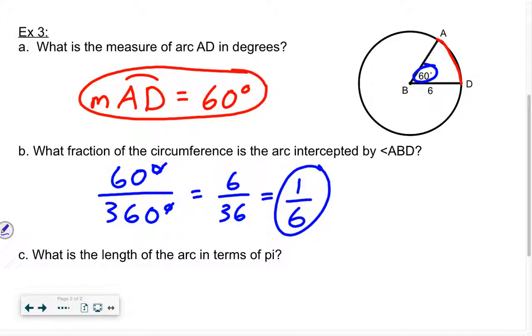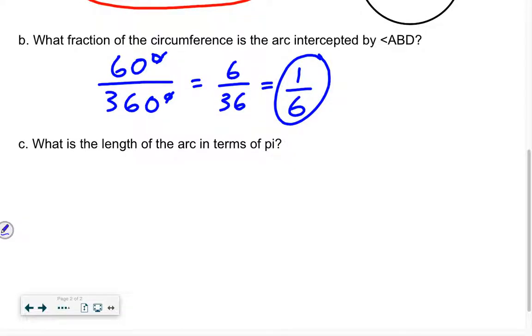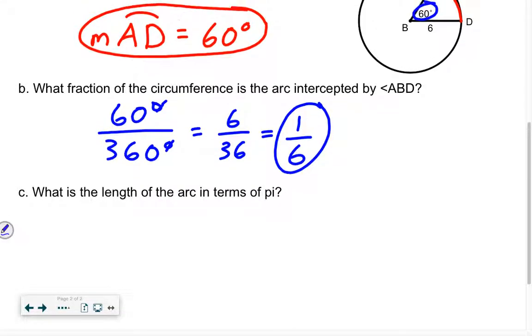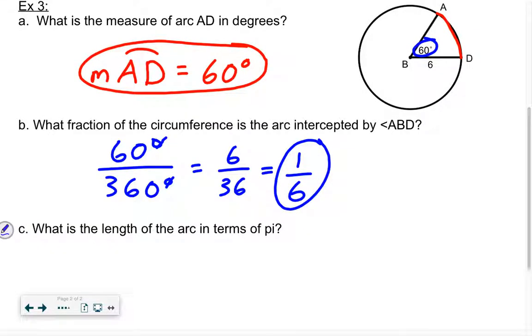So if they want to know what fraction of the circumference is intercepted by an arc, all you have to do is take the angle measure of the central angle and divide it by 360. Lastly, what is the length of the arc in terms of pi? Okay, length of the arc. The only thing we have to use right now is our formula for circumference, which is pi times diameter, or diameter times pi. Let's go ahead and write it that way: diameter times pi.